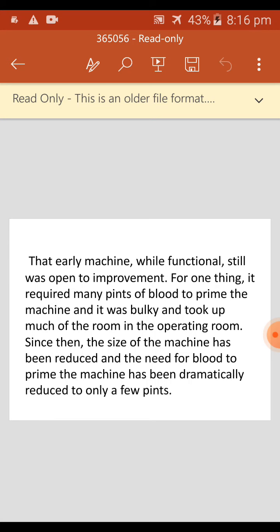The early machine, while functional, still was open to improvement. For one thing, it required many pints of blood to prime the machine, and it was bulky and took up much of the room in the operating room. Since then, the size of the machine has been reduced and the need for blood to prime the machine has been dramatically reduced to only a few pints.